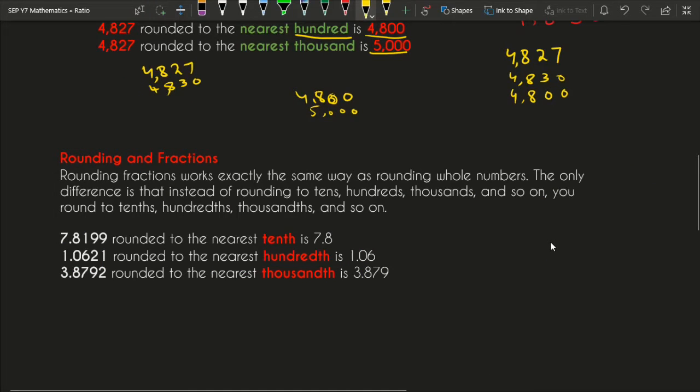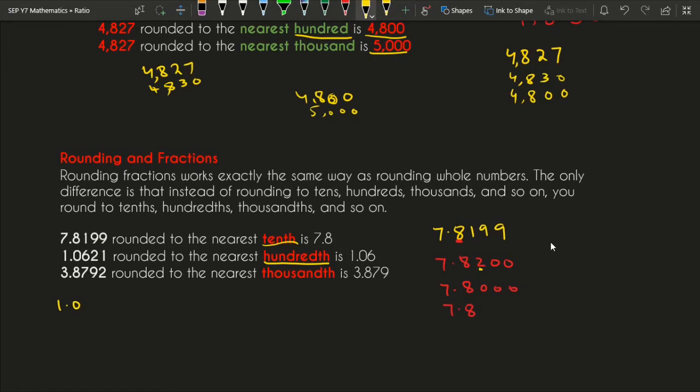Fractions are rounded in exactly the same way as rounding whole numbers. In the first example, 7.8199 is rounded to the 10th place. 8 occupies the 10th place. 8 is followed by 1 and 1 is followed by 9. Therefore, 1 is rounded up to 2. In the next step, 8 is followed by 2 and thus 2 is dropped and 8 remains 8. The answer is 7.8. The next number is rounded to the nearest hundredth.